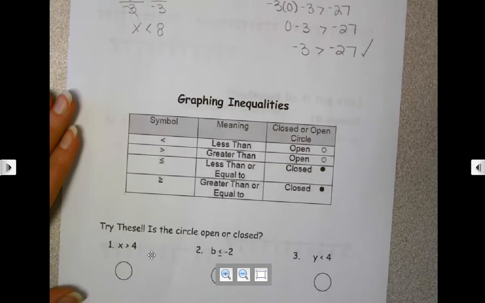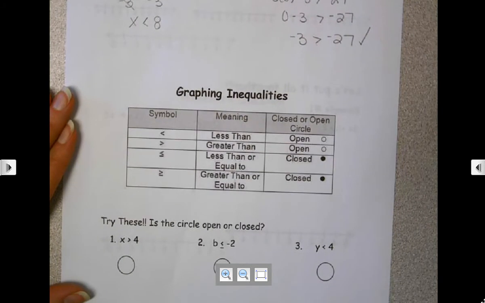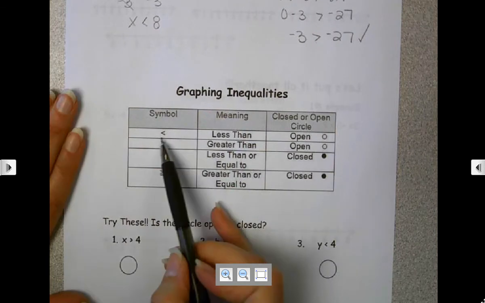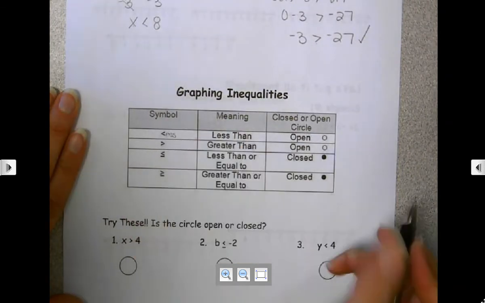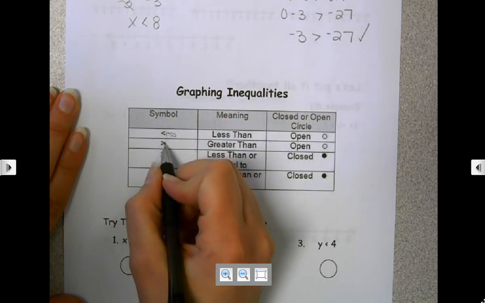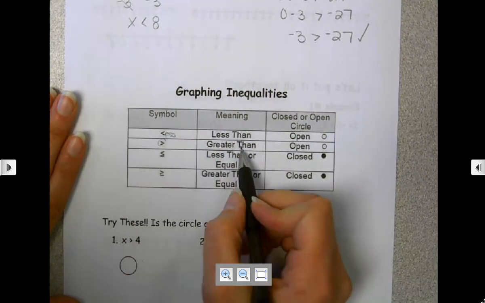All right, if we move down to graphing some inequalities, there are a few symbols that I want to review with you. The first symbol is less than, and you remember that it's less than because you can write the word less. You also have greater than. You can write the G for greater than.